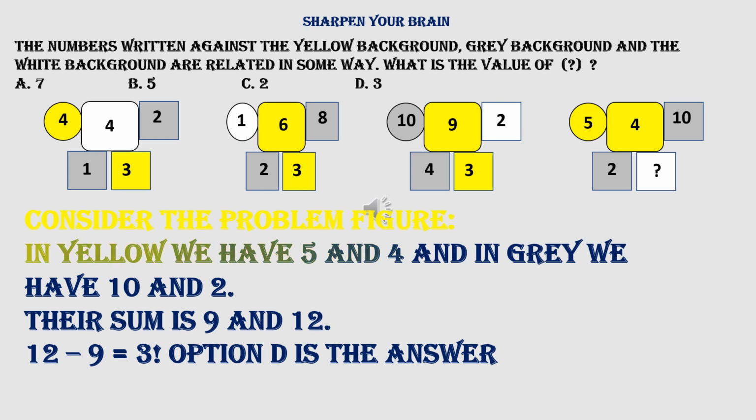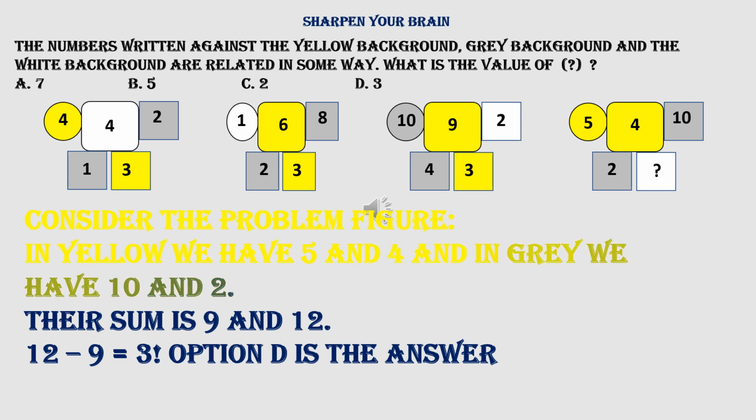Consider the problem figure. In yellow we have 5 and 4. And in gray we have 10 and 2. Their sums are 9 and 12. 12 minus 9 equals 3. Option D is the answer.